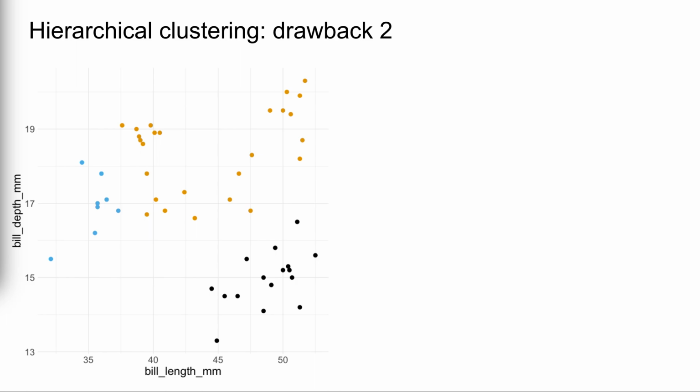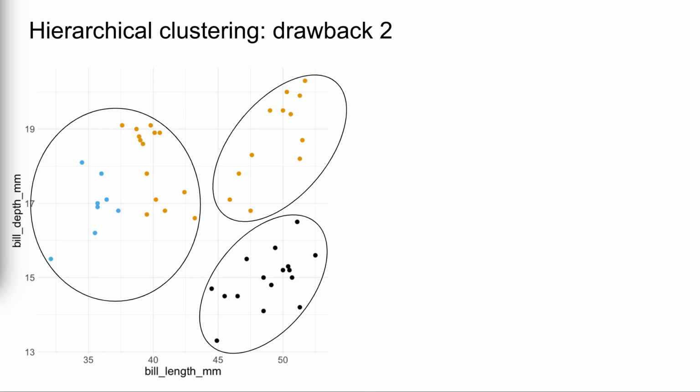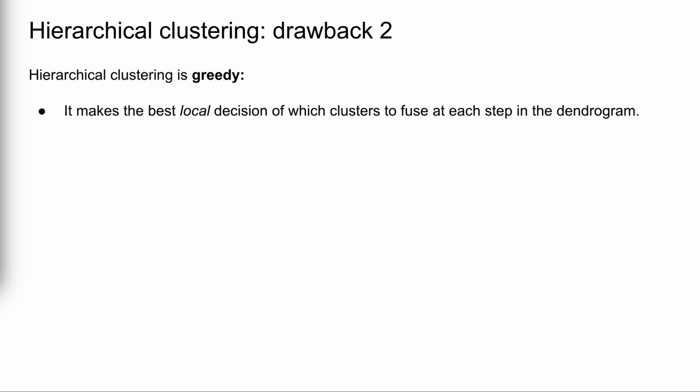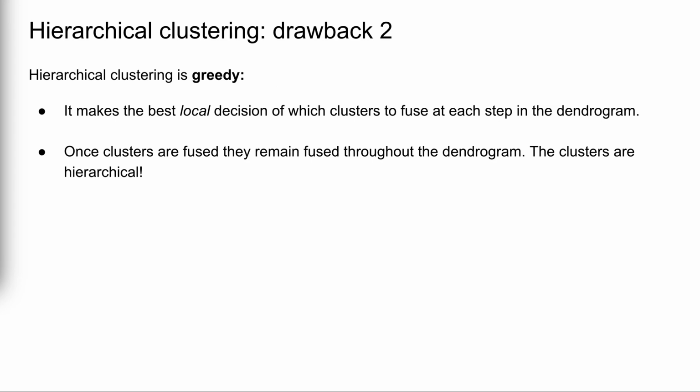Mainly, if we just focus on the data, it seems that the points more naturally cluster into the 3 groups drawn here. Yet, that's not what the algorithm gave us. This goofy example illustrates the greediness of the hierarchical clustering algorithm. It makes the best local decision of which clusters to fuse at each step in the process or dendrogram. And once clusters are fused, they remain fused throughout the dendrogram. They're hierarchical. That is, the only way to get to a 3-cluster solution for the penguins is to step-by-step fuse together pieces of the 8-cluster solution.